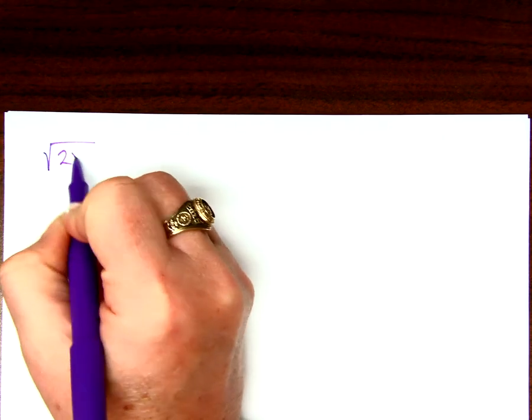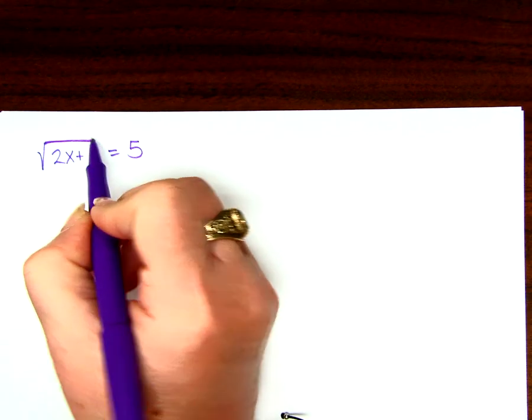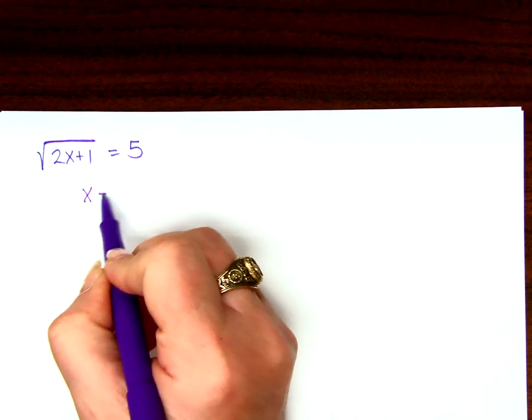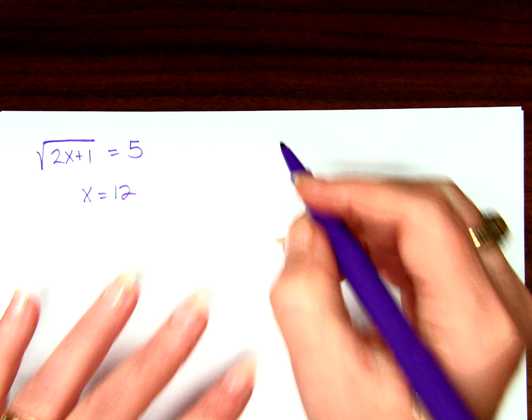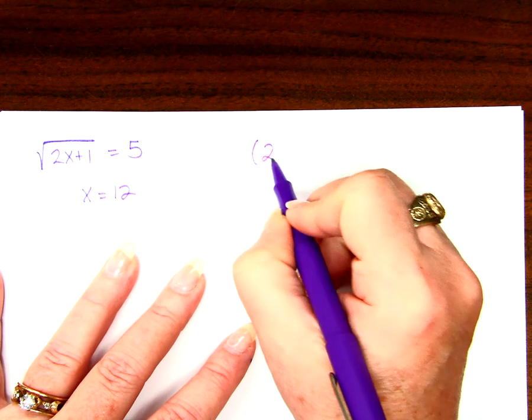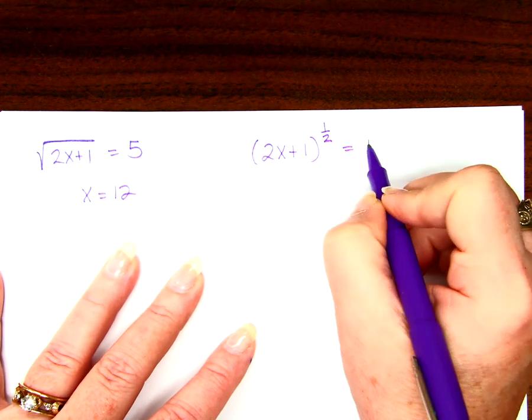Now, I've got to throw a little wrench in this, but it's just a really tiny one. If you'll remember, the very first problem that we did today looked like this. The square root of 2x plus 1 equals 5. And we did all our work, and we got x equals 12 as our answer. Right? Guys, what if I gave you a problem that looked like this? 2x plus 1 to the 1/2 power equals 5.